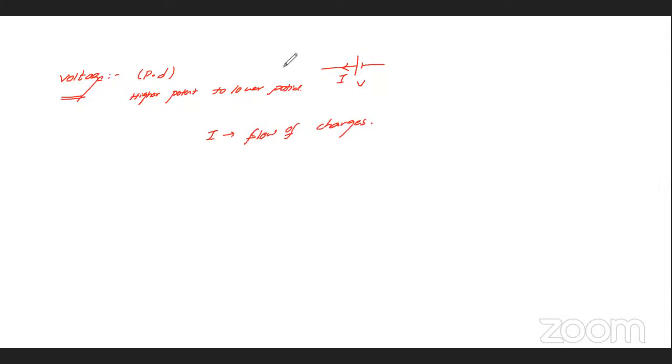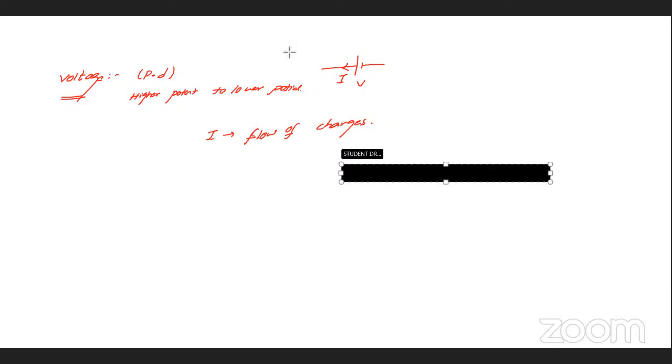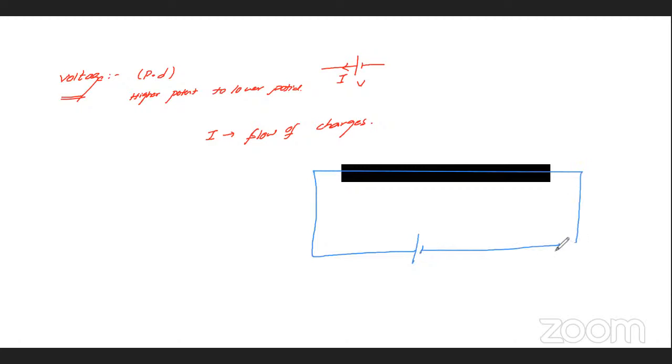I'll take a small conductor. Assume this is a conductor, and I'll allow some charges to pass through it. Charges flow in the conductor. So for that, I have to add a voltage to it, a potential difference, with a positive terminal as well as a negative terminal. Now current is flowing. This is your direction.